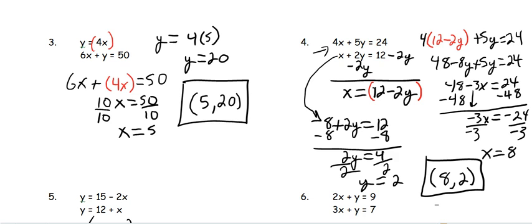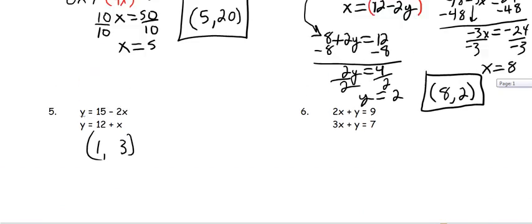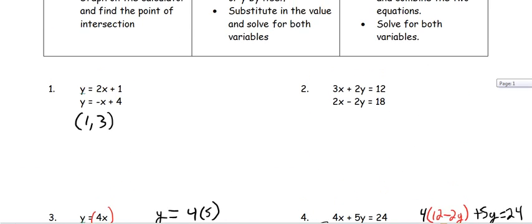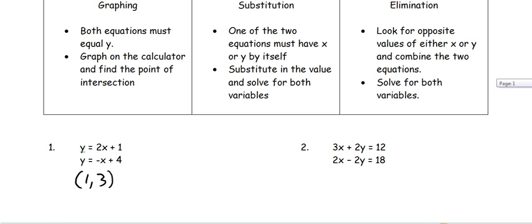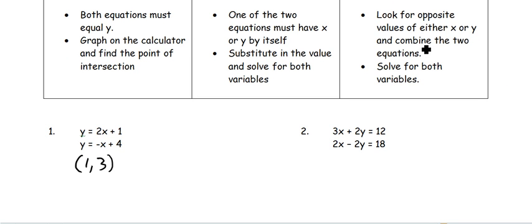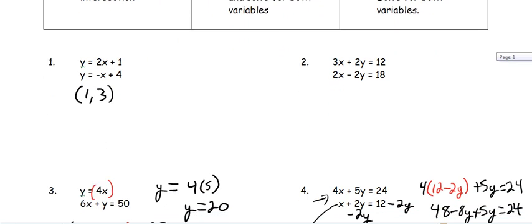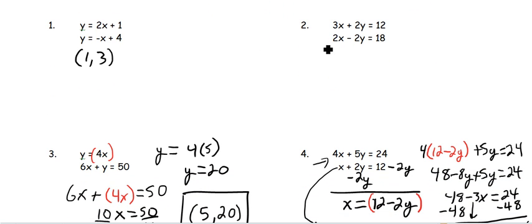All right. I think we have done all the graphing and substitution. So now we're going to look for opposite values. Number 2 is a clear case of that. So I can simply add these together. 3x and 2x is 5x. These cancel out. Equals 30. We're going to divide by the coefficient. X equals 6.